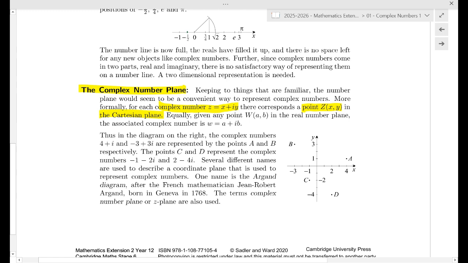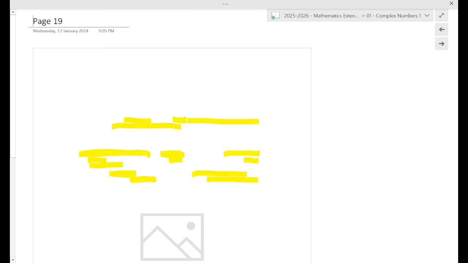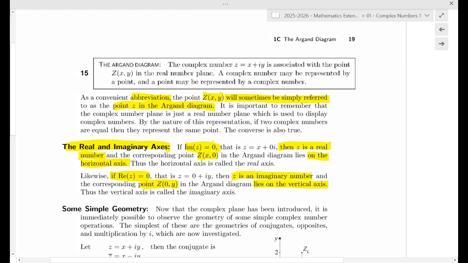Okay, so this one's named the Argand. We can also call it the complex number plane or the Z plane, which is a stupid name, but that's all right. So when we do an Argand point, a lot of the time we'll call it Z, with X and Y, and that'll be point Z. That means it is in the form of X plus iY, but a lot of the time we don't write it.